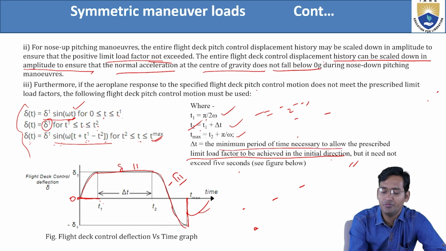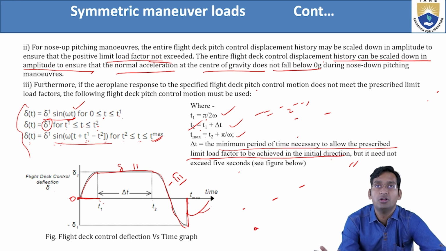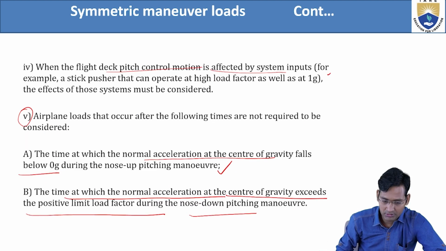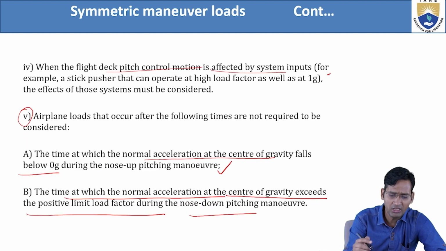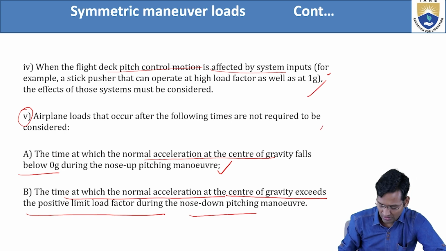The minimum period of time necessary to allow the prescribed load limit factor to be achieved in the initial direction, but it need not exceed 5 seconds. That means it should be less than 5 seconds only. Okay. Now these things are the maneuvering load conditions. How and what to check? What are these things we have to consider?